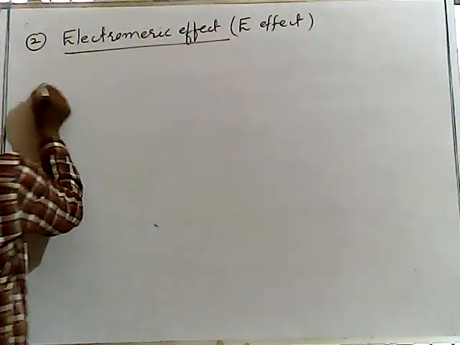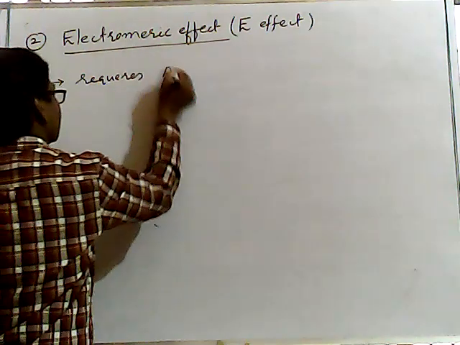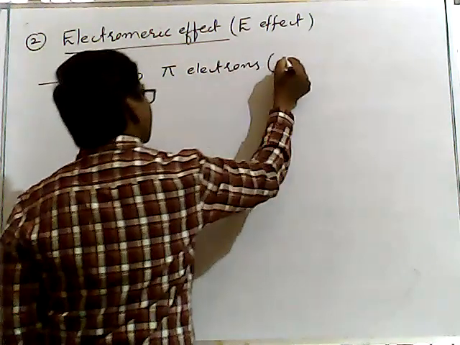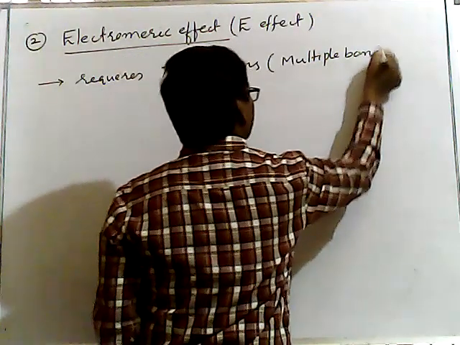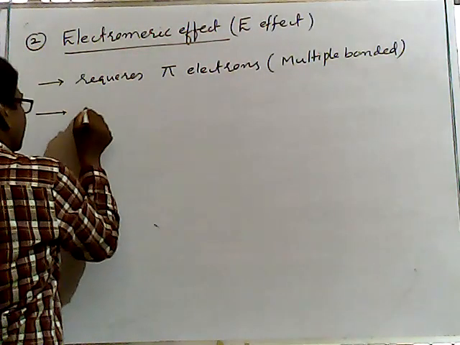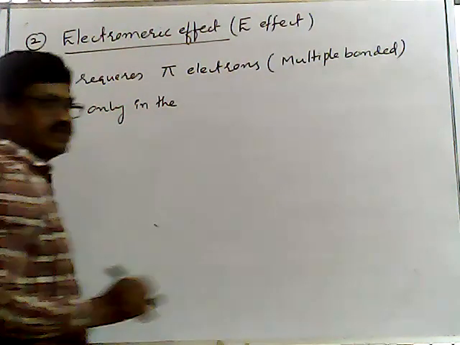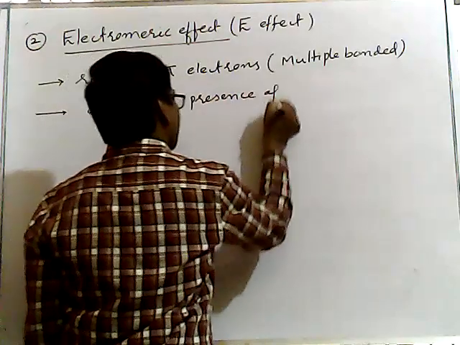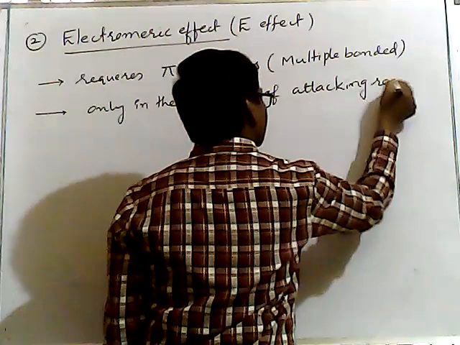Here I am writing the first condition. It requires pi electrons first. That means it requires a multiple bonded compound. Then the second thing is that it occurs only in the presence of an attacking reagent.